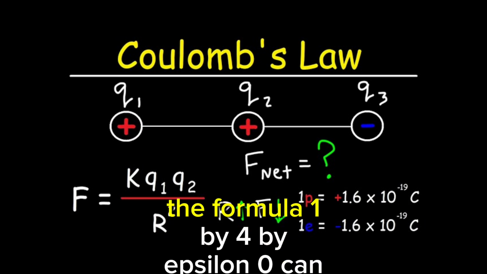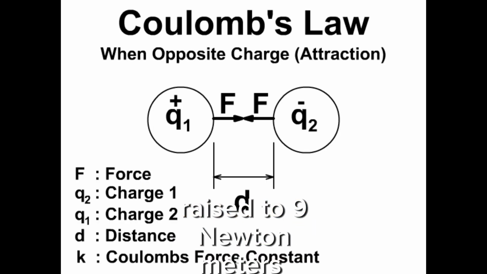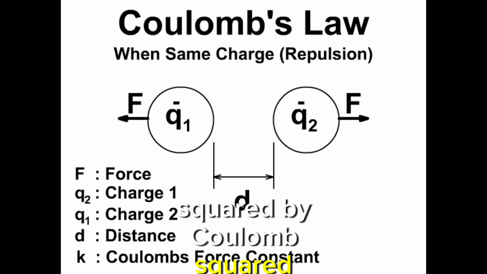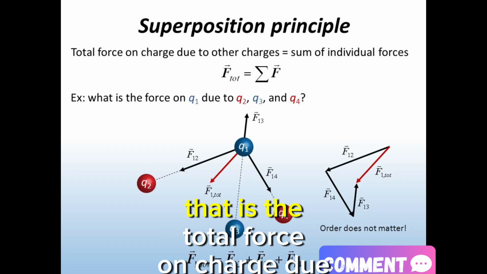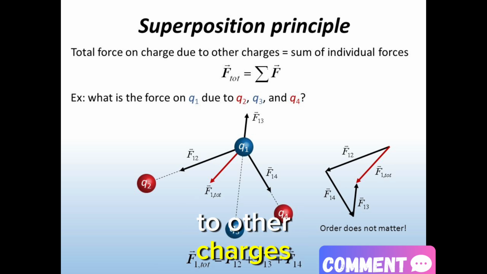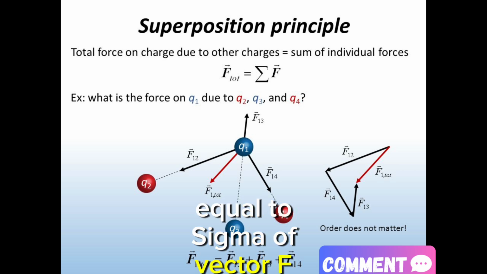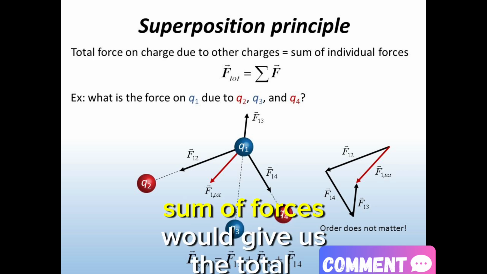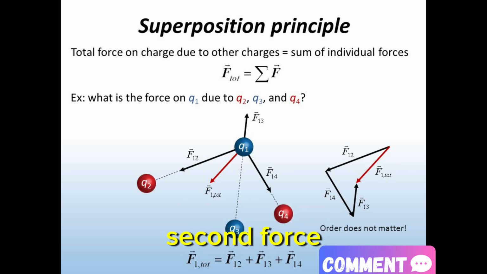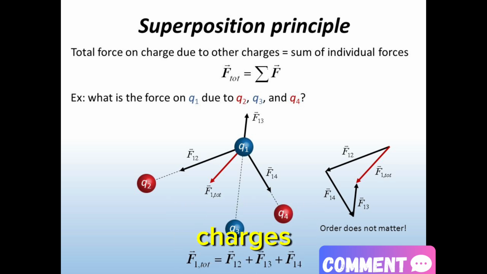Also, the term 1 by 4 pi epsilon 0 can be written as 9 into 10 raised to 9 newton meter square by coulomb square. Now using the superposition principle, the total force on a charge due to other charges will be equal to the sum of individual forces, that is vector F total is equal to sigma of vector F. Here there are two points to mark. The vector sum of forces would give us the total force. Second, the force between two charges is unaffected by the presence of other charges.